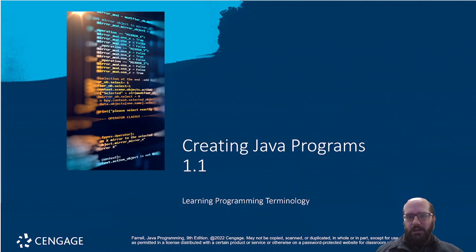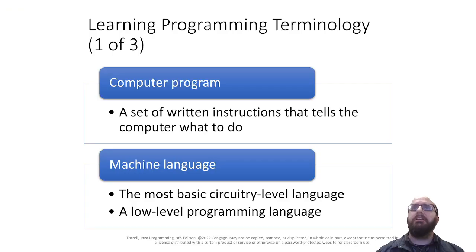So we've finally gotten to that point where we are making Java programs. I'm sure you've been waiting for this with much anticipation. First off, let's talk about a computer program. A computer program is a set of written instructions that tells the computer what to do. It's that black box part.